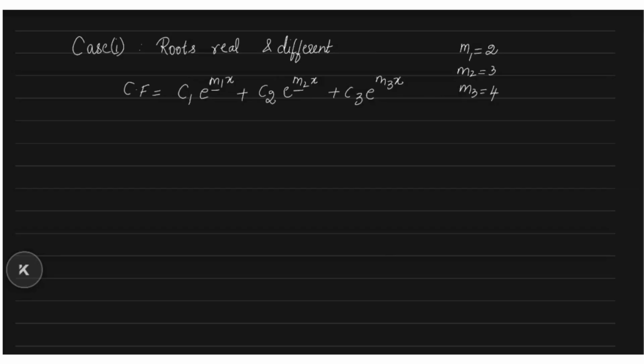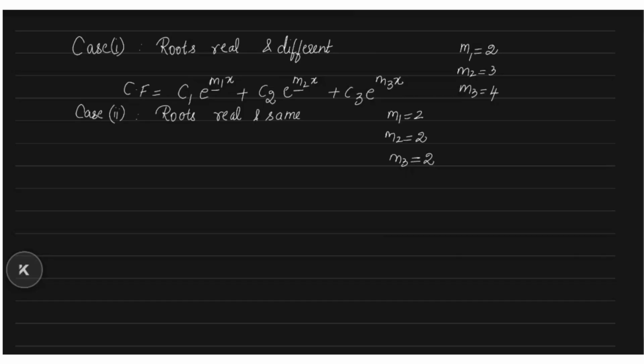Next, case 2. Roots are again real but they are same. What do I mean to say? Suppose again you're solving a cubic equation and you have m1, m2, m3, where the first root is 2, the second root is also 2, the third root is also 2. How do you write the complementary function?